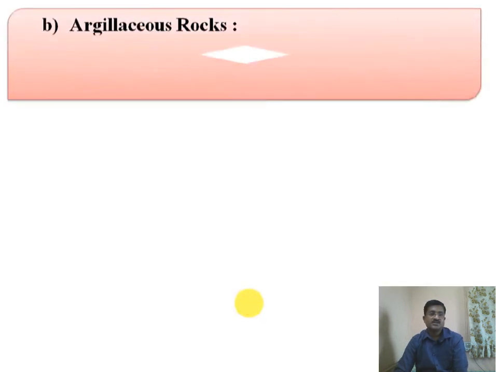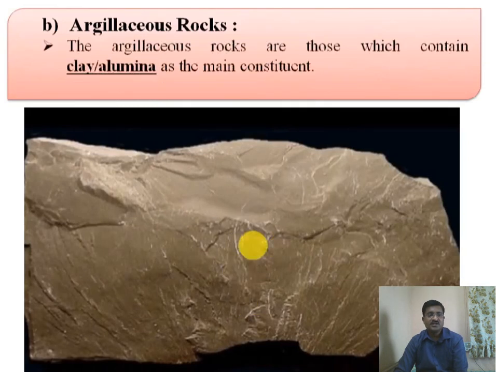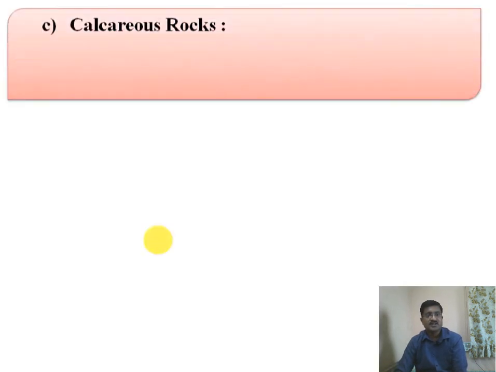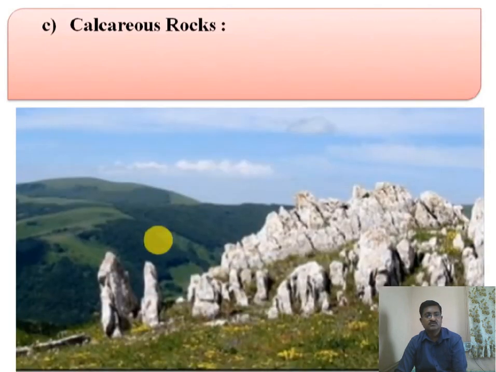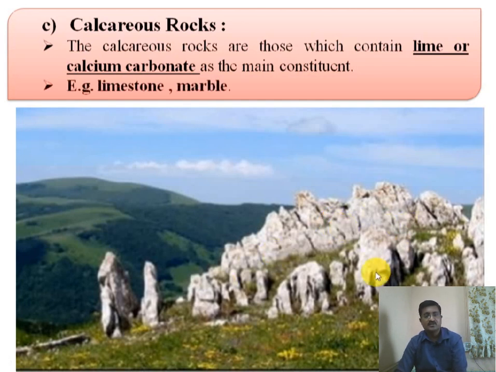The next one is the argillaceous rocks. In the image you can see it clearly. The argillaceous rocks are those which contain clay or alumina as their main constituent, and the best examples are slate, laterite, kaolin, etc. Then calcareous rocks, you can see the image. These contain lime or calcium carbonate as their main constituent, and the best examples are limestone, marble, etc.